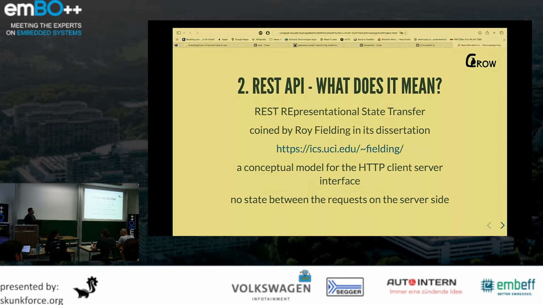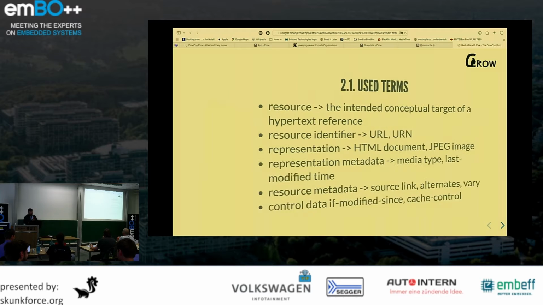Let's come to the topic. REST API, what does it mean? The term was coined by Roy Fielding 30 years ago, and it means representational state transfer. It was the concept behind the HTTP client server interface. At this time they decided to have no state between the requests on the server side. That led to some developments after it to add this feature again.